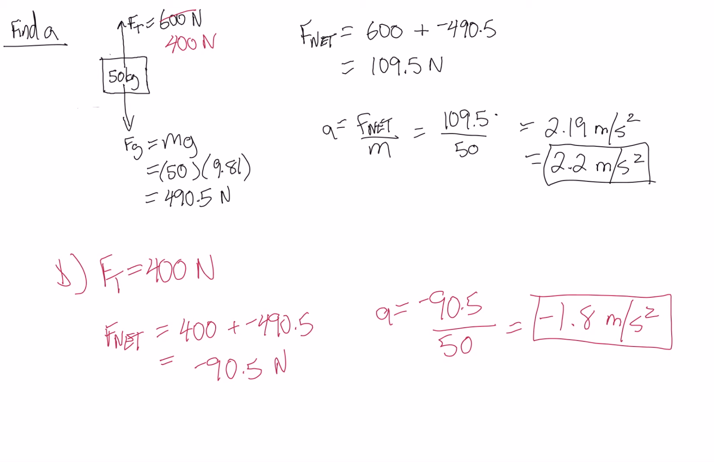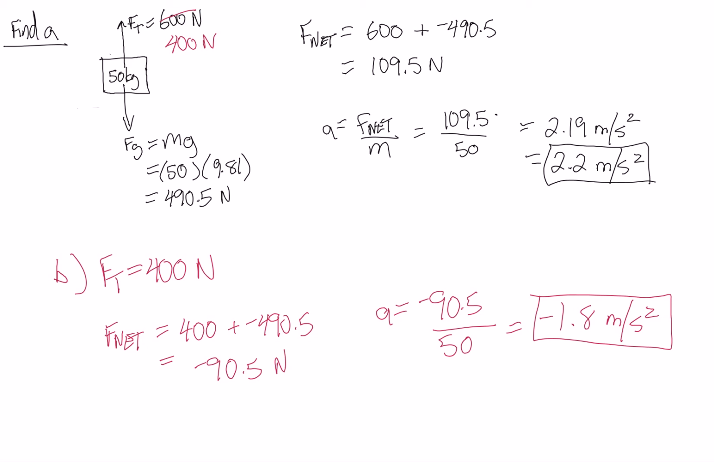So in this case, we have 490 going downwards. That's bigger than the 400 going upwards. So obviously we're going to get a negative answer for our acceleration because it's going to move downwards. So pretty easy calculations. The key is finding the net force, and then after that, just dividing force divided by mass in order to get the acceleration.